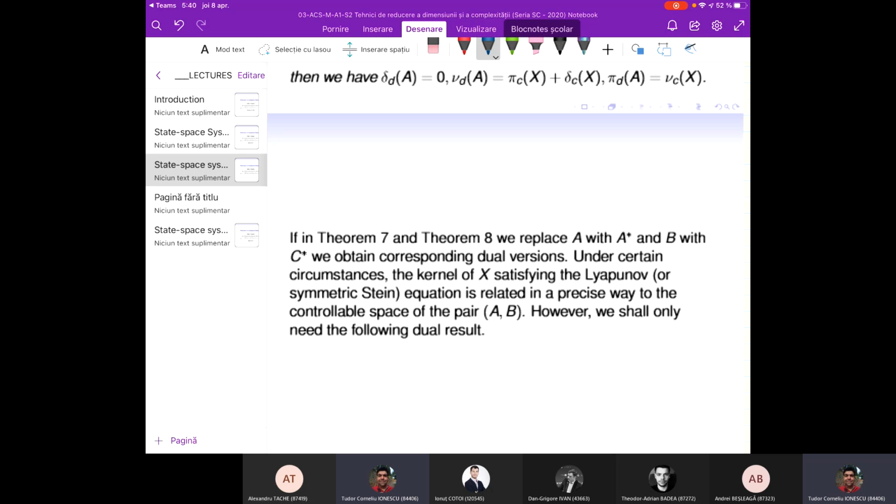So you get the rank of the solution. That means that the rank of the solution X equals the dimension of the controllability subspace.